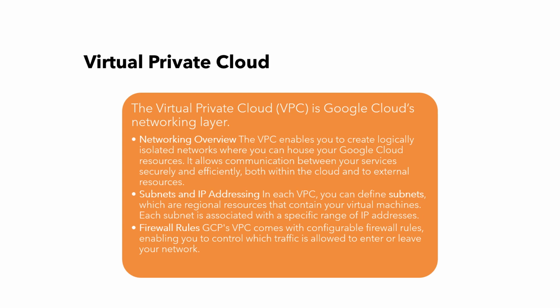One powerful feature of GCP VPC is VPC peering. This allows you to connect multiple VPCs, either within the same organization or across different organizations. With VPC peering, traffic between VPCs remains private and doesn't use the public internet, ensuring low latency and secure communication between your networks. You can also set up shared VPCs, which are ideal for larger organizations.